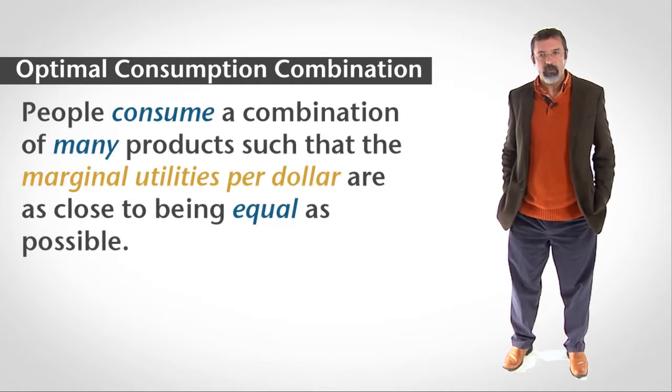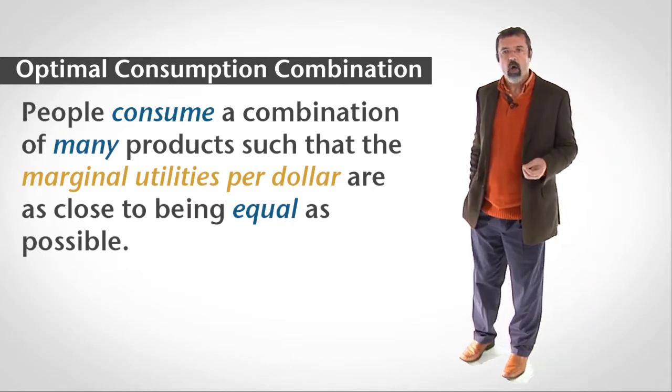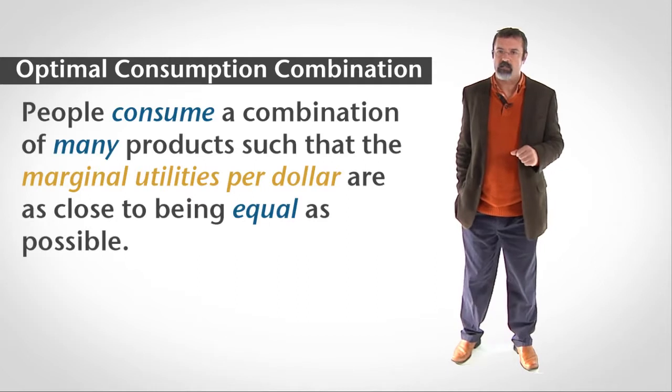People consume a combination of many products such that the marginal utilities per dollar are as close to being equal as possible. Consumer choice tells us what happens when a person's unlimited desires collide with his limited resources. Almost everything you will learn in economics has its basis in consumer choice.